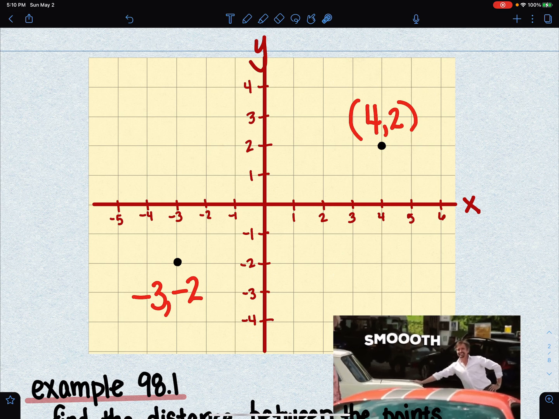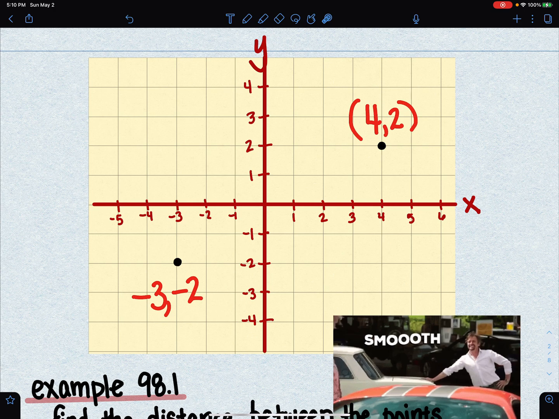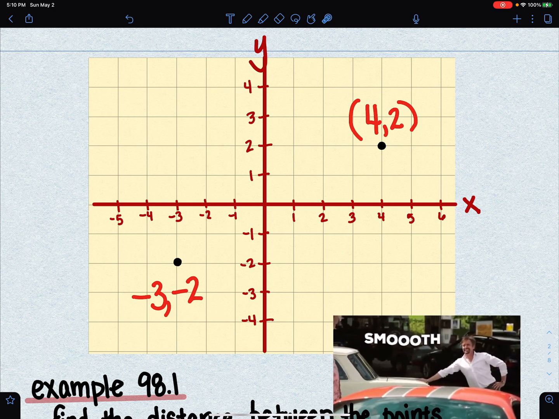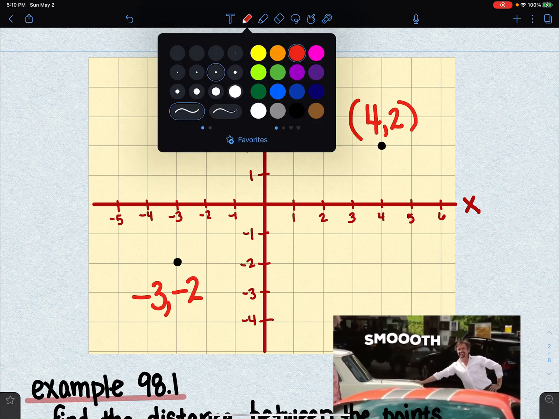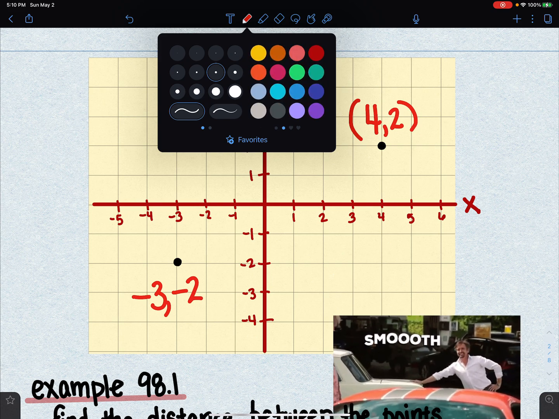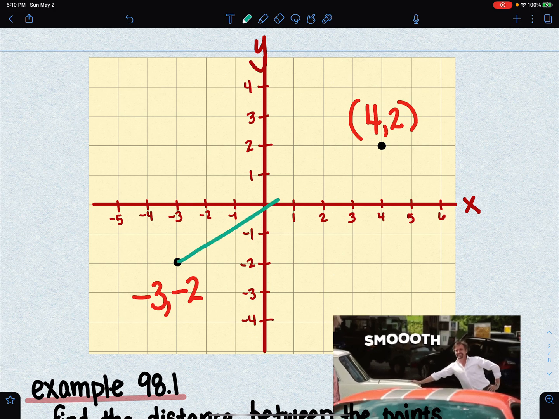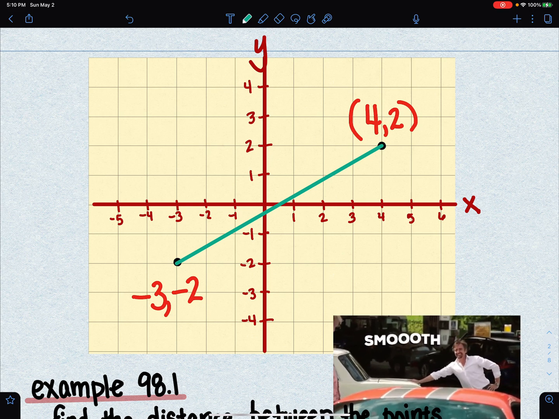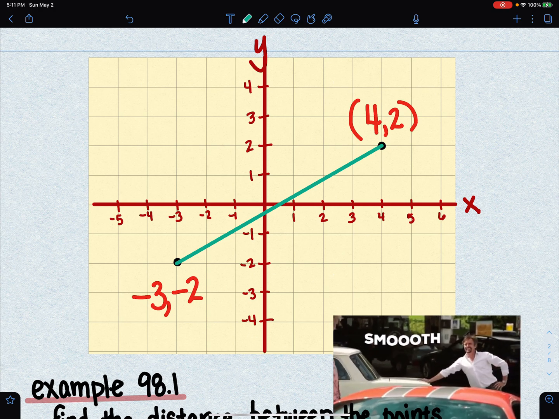So step 1 is to graph the points, which I have already done. Step 2 is to connect the points with a straight line. Draw a straight line between these points. So let me get a different color, one that we can actually see on here. What about a bright green? Okay, here we go. Okay, so I've connected these 2 points. And it turns out that that can be the hypotenuse of the triangle. And then you can draw the rest of the right triangle.